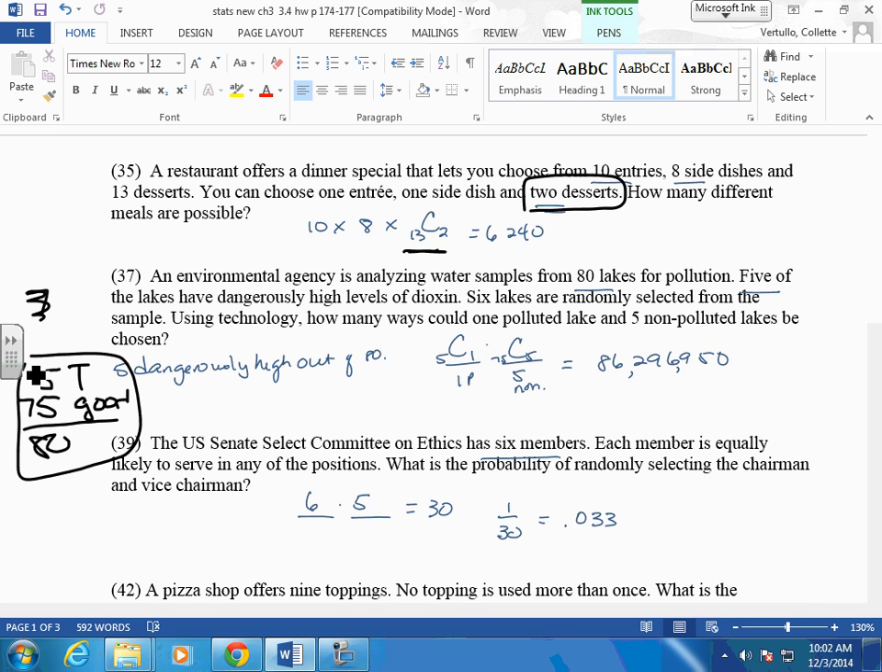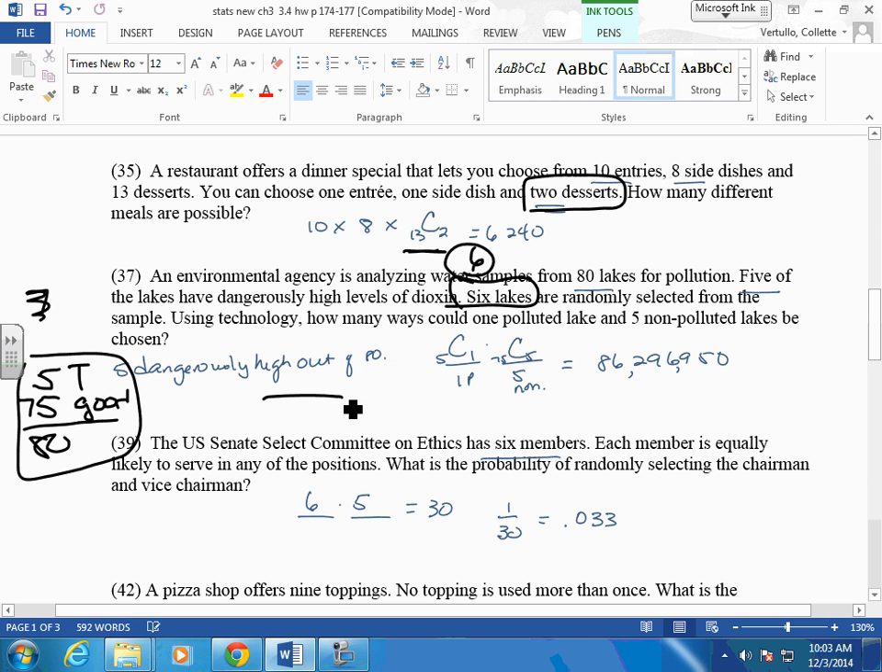Now, 6 lakes are randomly selected from the sample. Using technology, which means your C or your P, they didn't want to have to do this by hand, how many ways could you choose 1 polluted lake and 5 non-polluted lakes? How many polluted lakes do you have to choose from? 5, and you're choosing one of them. Does it matter what order you choose these in?